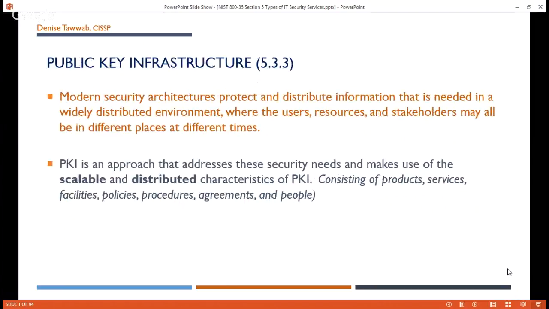And then public key infrastructure. Modern security architectures protect and distribute information that is needed in a widely distributed environment where the users, resources, and stakeholders may all be in different places at different times. PKI, public key infrastructure, is an approach that addresses these security needs and makes use of the scalable and distributed characteristics of PKI, consisting of products, services, facilities, policies, procedures, agreements, and people.